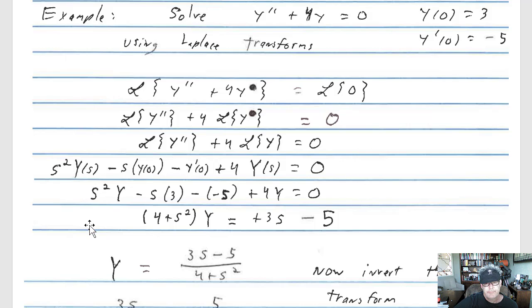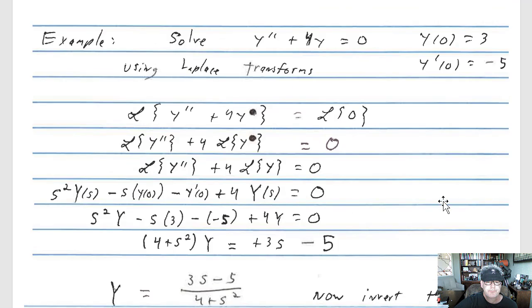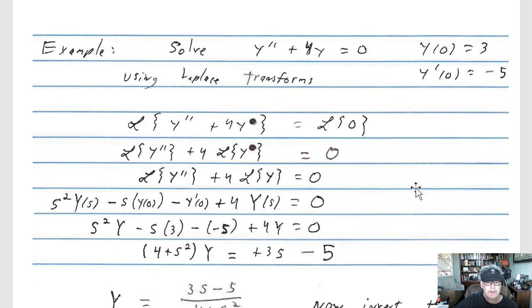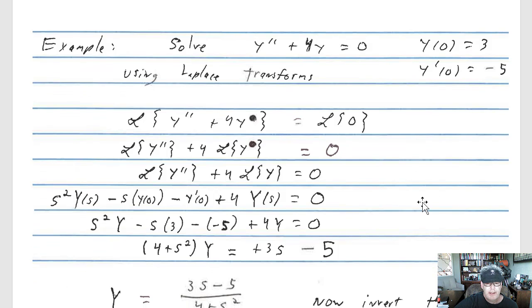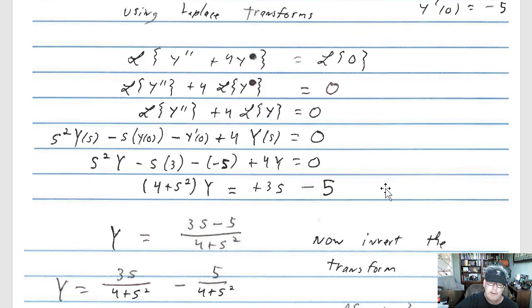So I'm going to just write big Y instead of Y of s. So I have s squared Y, and then minus s times my initial condition, y of 0 is 3. See it right there. And then minus y prime of 0 will be minus a -5. So now I want to solve for big Y. So I'll move these two terms over. So that's minus 3s, move it over, plus 3s. Minus 5, well, plus 5, move it over, minus 5.